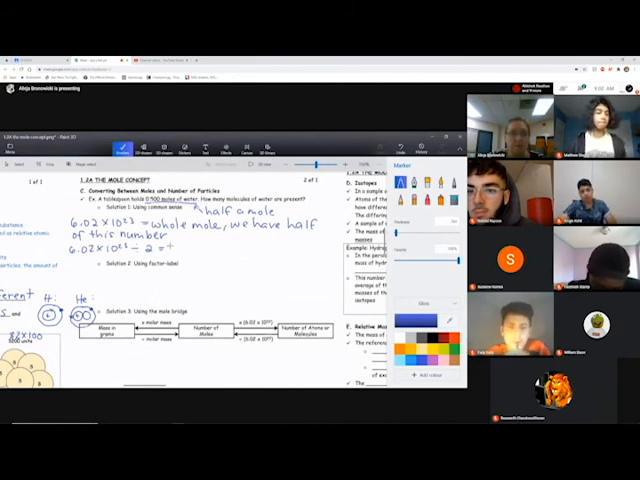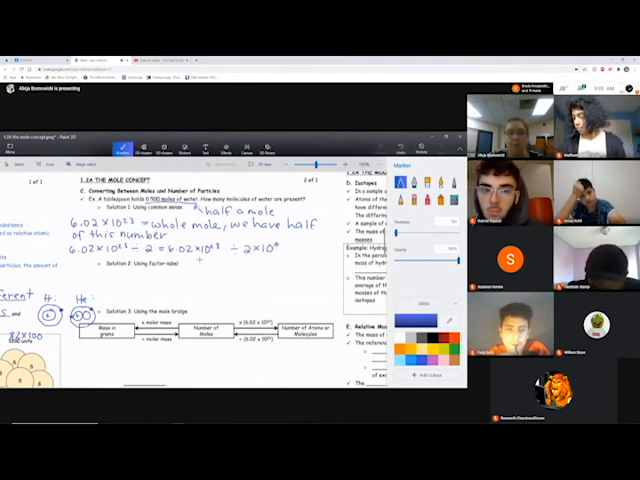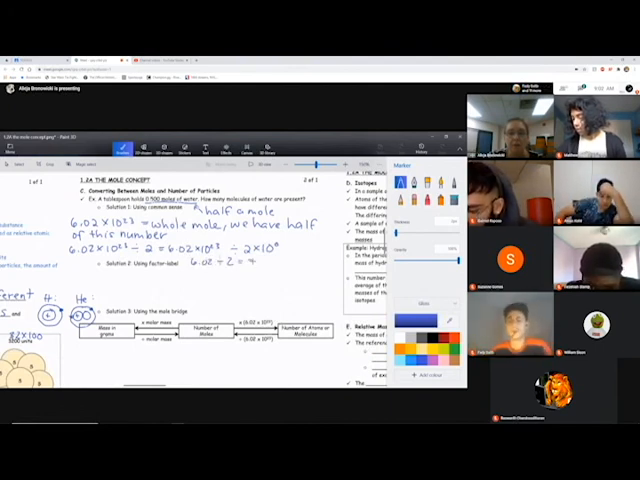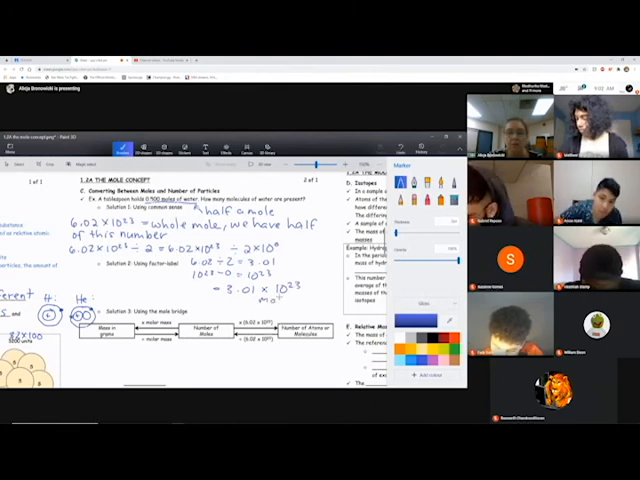So 6.02 times 10 to the 23 divided by 2 times 10 to the 0. Okay, so 6.02 divided by 2 equals 3.01. And then 10 to the 23 minus 0 equals 10 to the 23. So my answer is 3.01 times 10 to the 23 molecules.